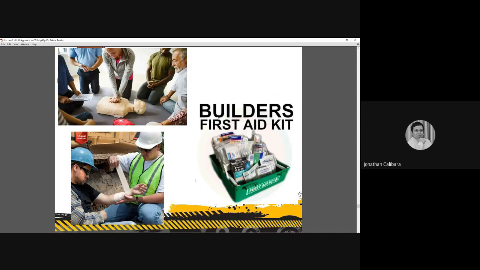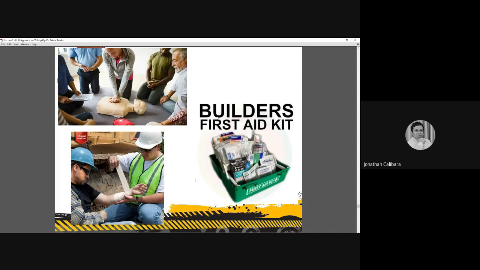Of course, always a helmet, a hard hat, but make sure the hard hat is of good quality. Goggles, if necessary. Also wear a mask. Don't forget to wear a mask and observe social distancing.